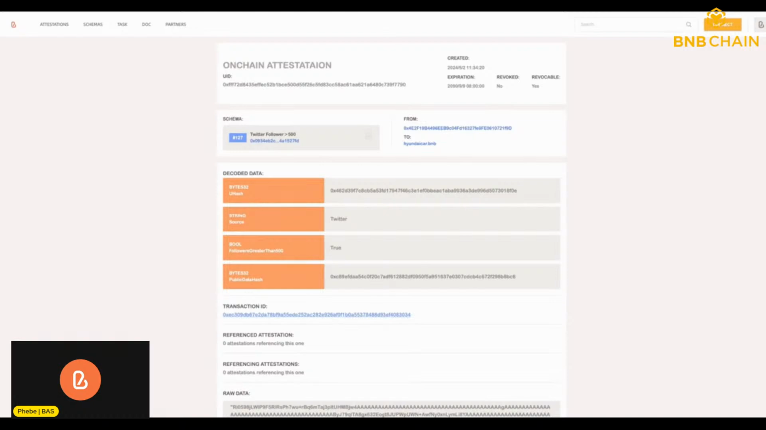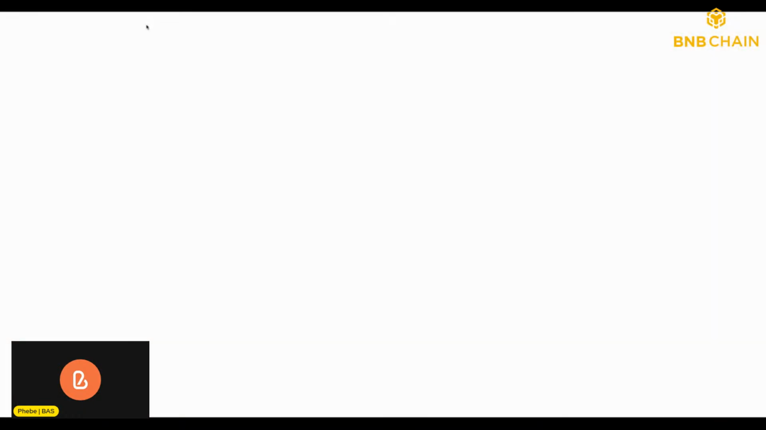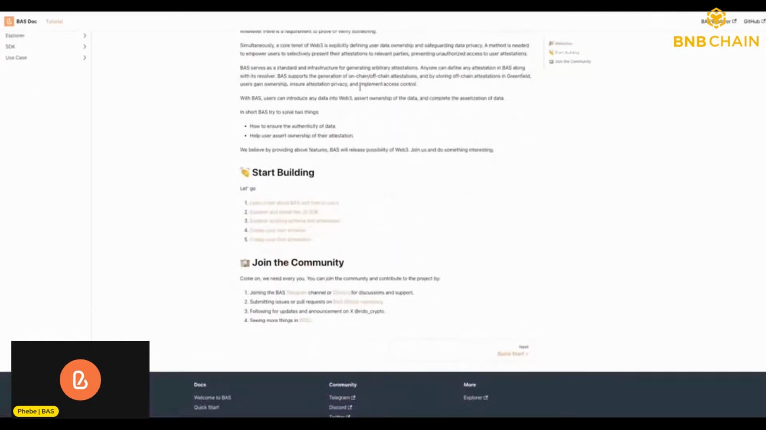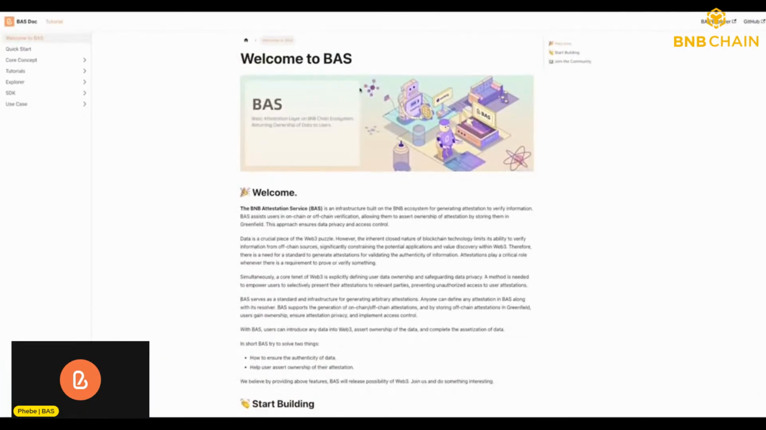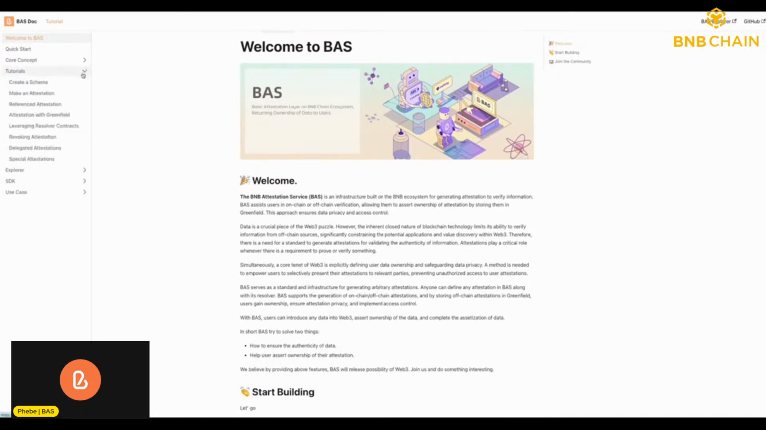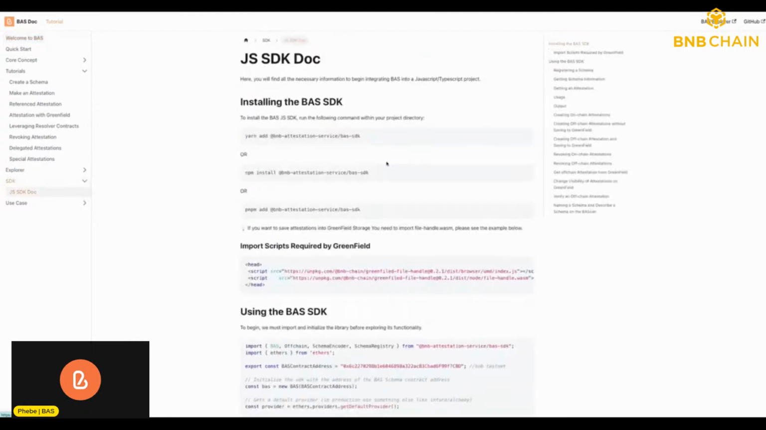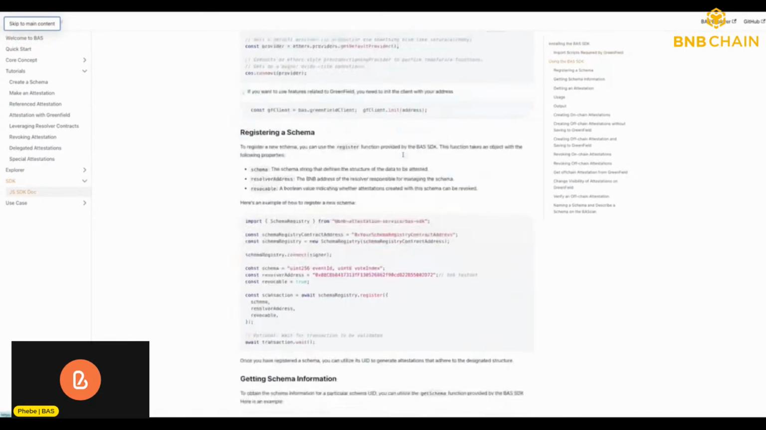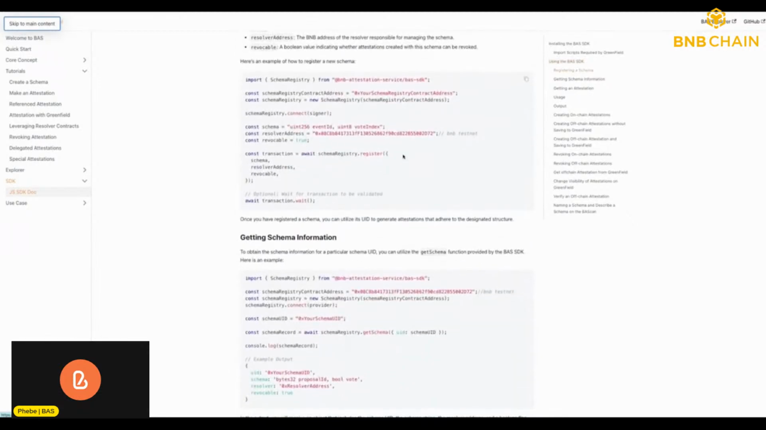For more details about BAS technology, you can refer to the documentation available on our website. You can follow the guidance there to create your own schema and attestations step by step. This includes the use of our SDKs, which we provide for both JavaScript and Go developers.